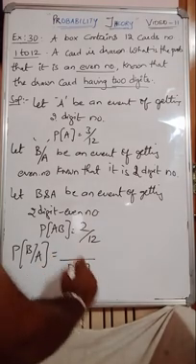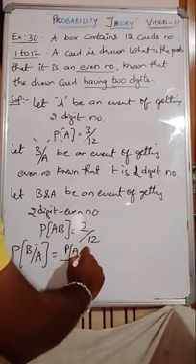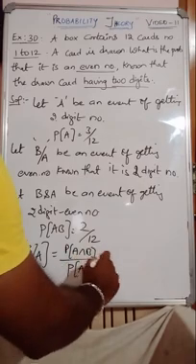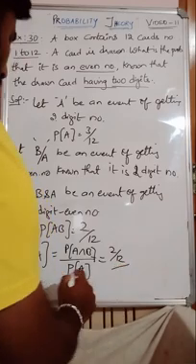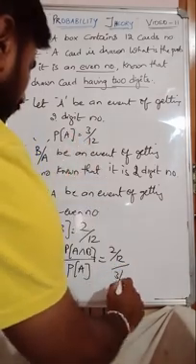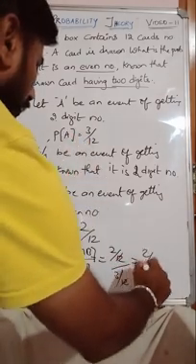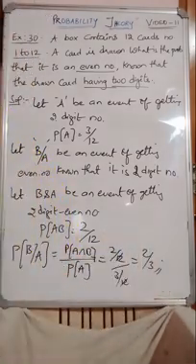First write that one. And here A intersection B. So A intersection B, AB, is nothing but 2 by 12, divided by P of A, 3 by 12. So 2 by 3 is the answer.